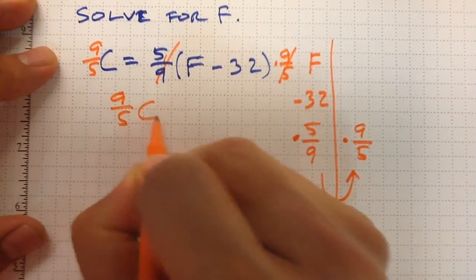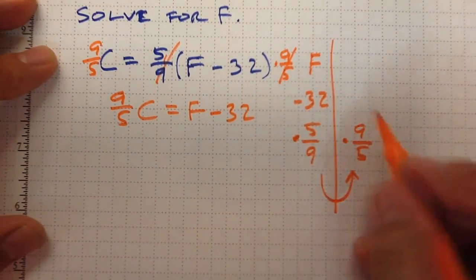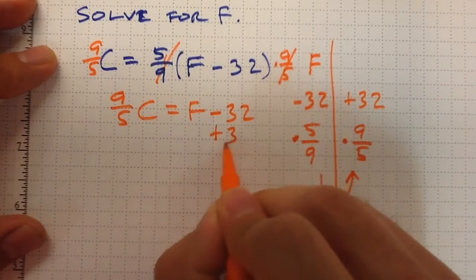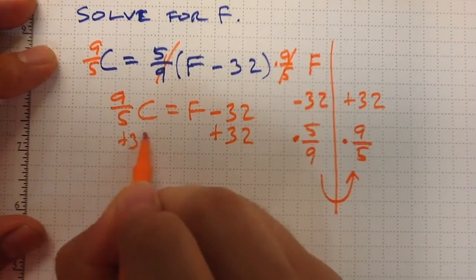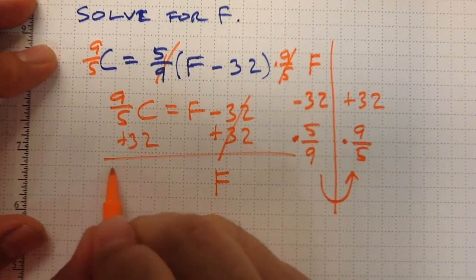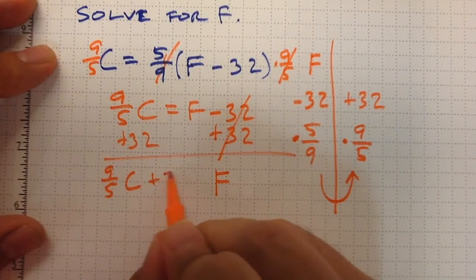So I get 9/5 C equals F minus 32. And then instead of subtracting 32, I'm going to do the opposite, add 32. What I do to one side, I do to the other. These cancel. So Fahrenheit is 9/5 of whatever Celsius is plus 32 degrees.